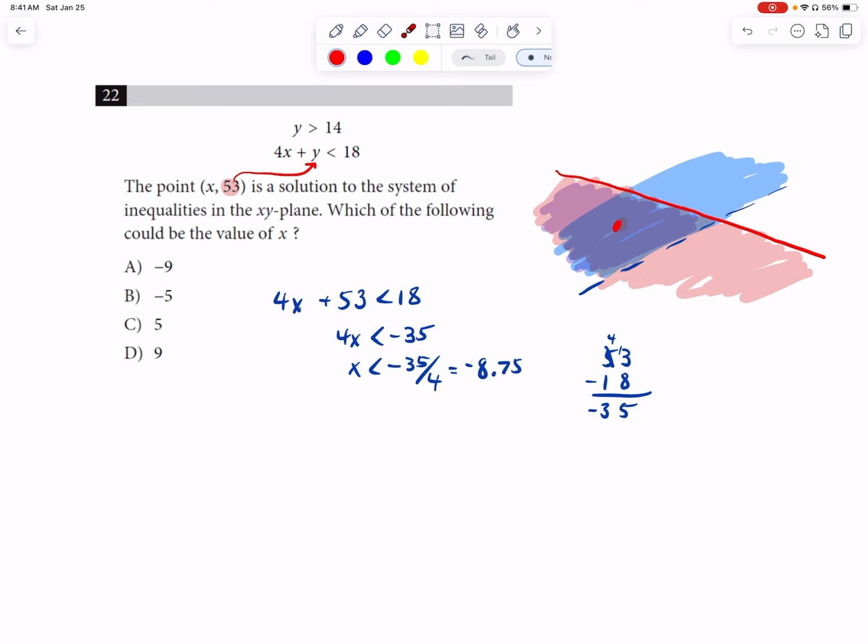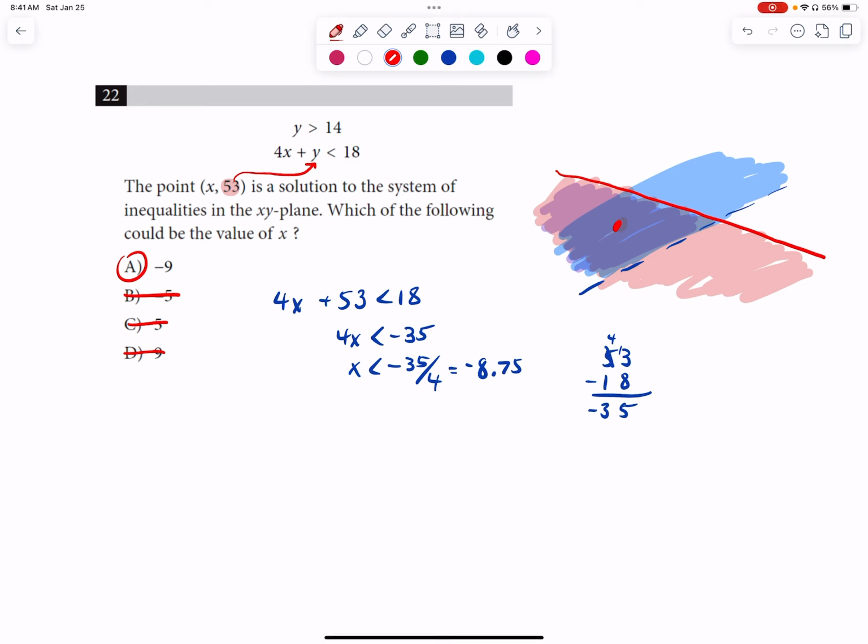So less than, when negative, that means the actual number itself looks bigger than that. So I am going to look at these answer choices and eliminate 3 of them right off the bat. So obviously 9 is not less than negative 8.75, and neither is negative 5. That's actually bigger than the negative 8.75, which leaves us, of course, with answer choice A.